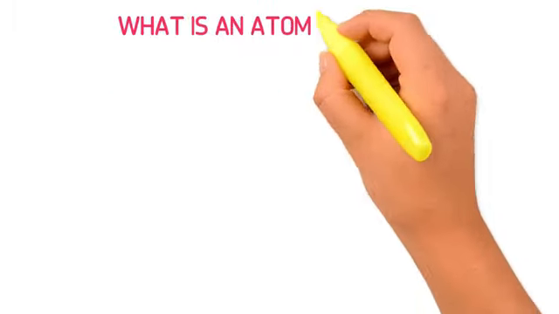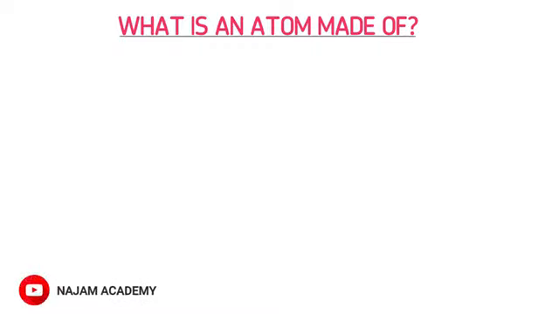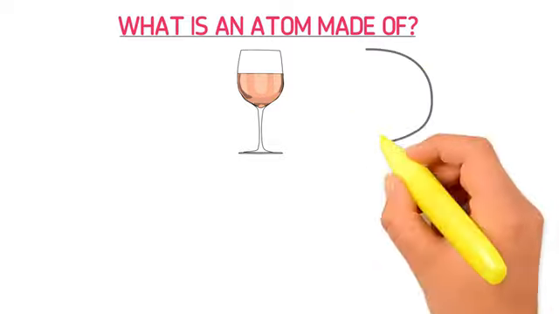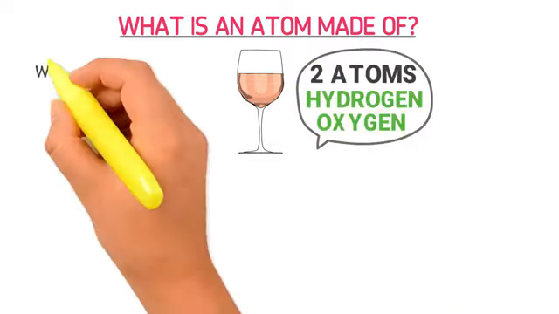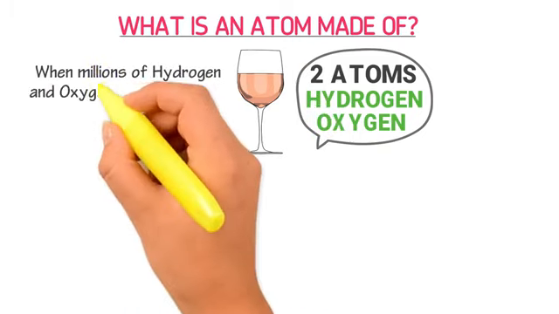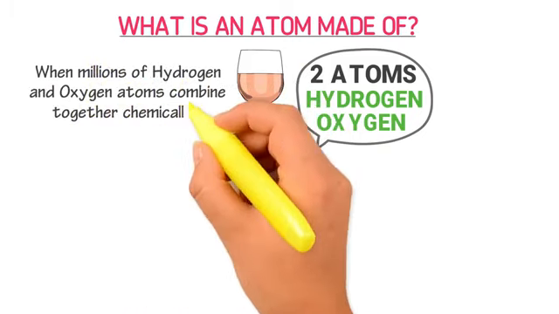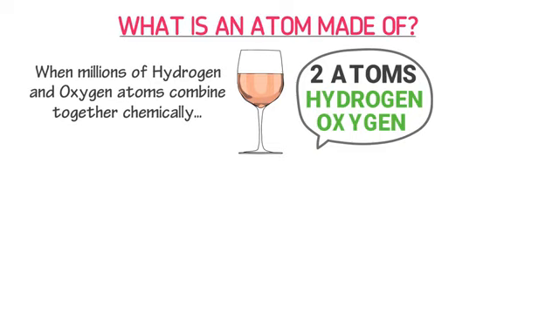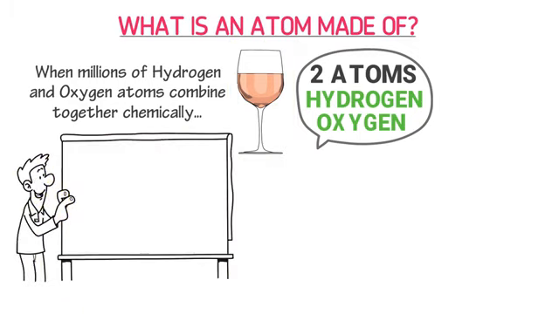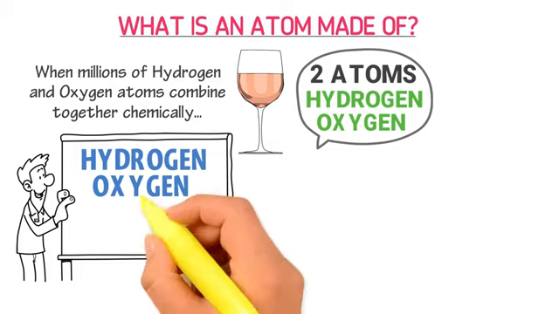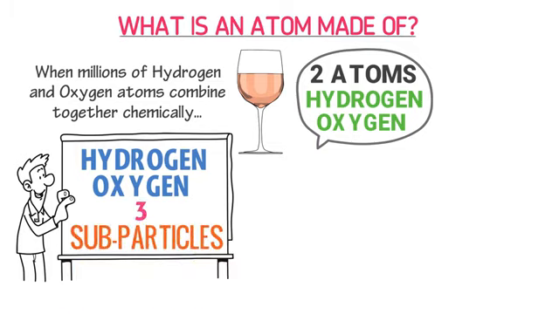Now, what is an atom made of? Well, until now, we have learned that matter like water is made of 2 atoms, hydrogen and oxygen. When millions of hydrogen and oxygen atoms combine together chemically in a fixed ratio by mass, we get 1 glass of water. Recently, scientists have discovered that atoms like hydrogen and oxygen are made up of 3 subparticles.